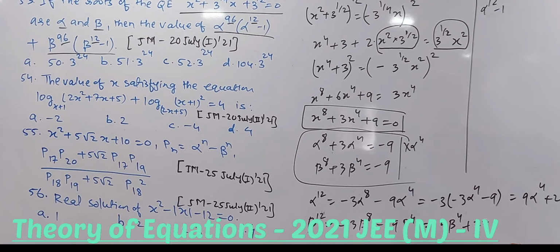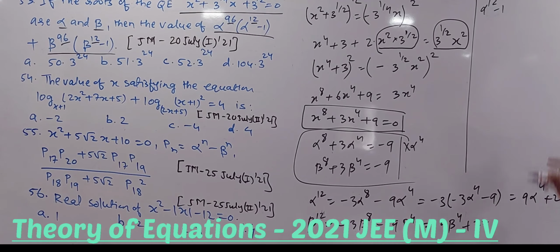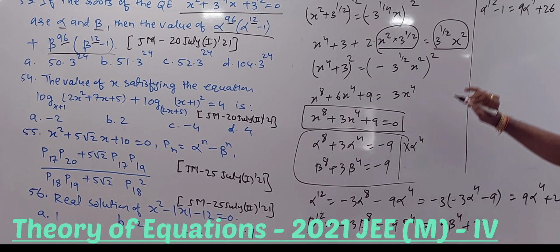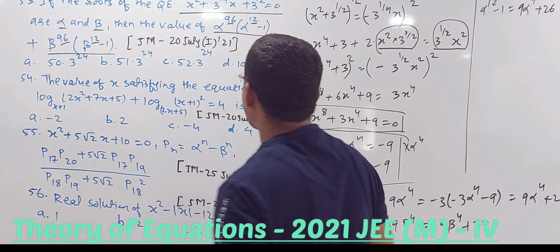Alpha power 12 minus 1 is something they are asking. So what will be the value of that? Alpha power 12 minus 1 will be 9 alpha power 4 plus 27 minus 1, so plus 26. Fine, and that should be multiplied with alpha power 96.